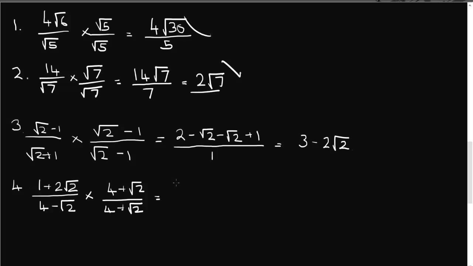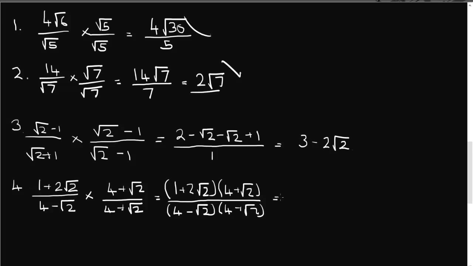And multiply the top out. People have different ways of multiplying brackets, but it doesn't matter which way you do it as long as you get the correct answer. So we've got 1 plus 2 root 2 times 4 plus root 2, which we'll multiply out shortly, and that is over 4 times 4 is 16, and root 2 times root 2 is 2. But we'll write it down longhand first.